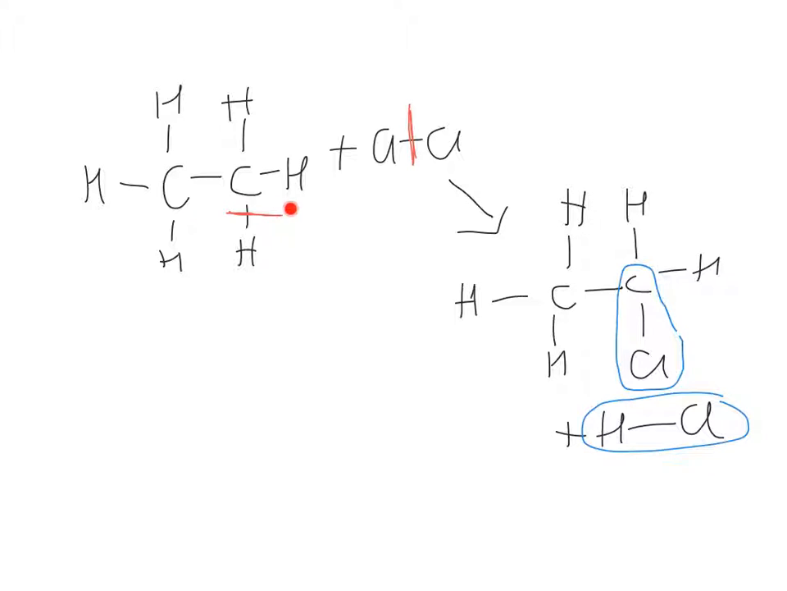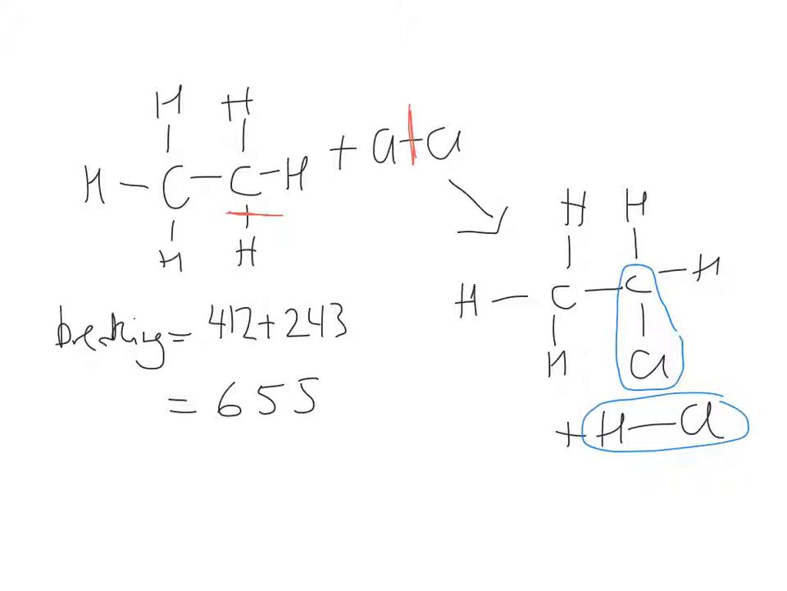So this unit here has remained the same throughout the reaction. So what you could have said is that your bond breaking is going to be a C-H, which is 412, plus a Cl-Cl bond, which is 243. So that'd be 655. Okay, and your making is going to be a C-Cl bond, which is 346, plus an H-Cl bond, which is 432.